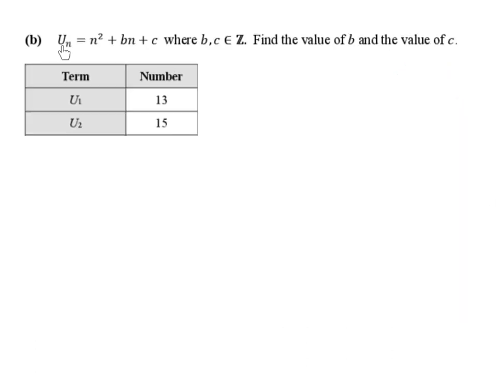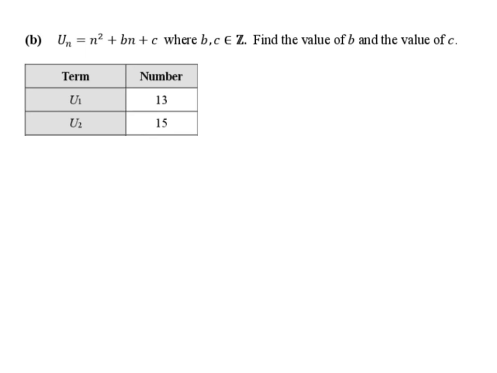Part B. Un, or Tn, equals n squared plus bn plus c, where b and c are elements of the integer set. So integers are positive or negative whole numbers. So b and c are positive or negative whole numbers. So whatever this b is and whatever this c is, it's a positive or negative whole number. Find the value of b and the value of c. So we need to figure out what b and c is.